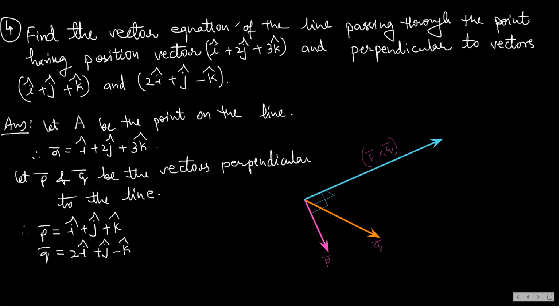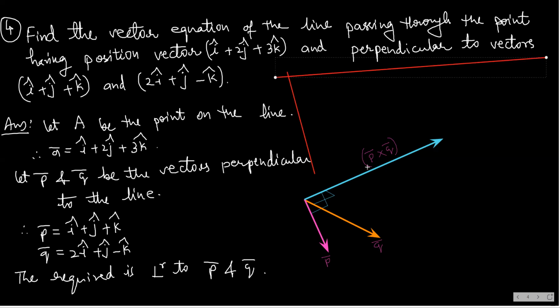So here I will write, the required line is perpendicular to P bar and Q bar.